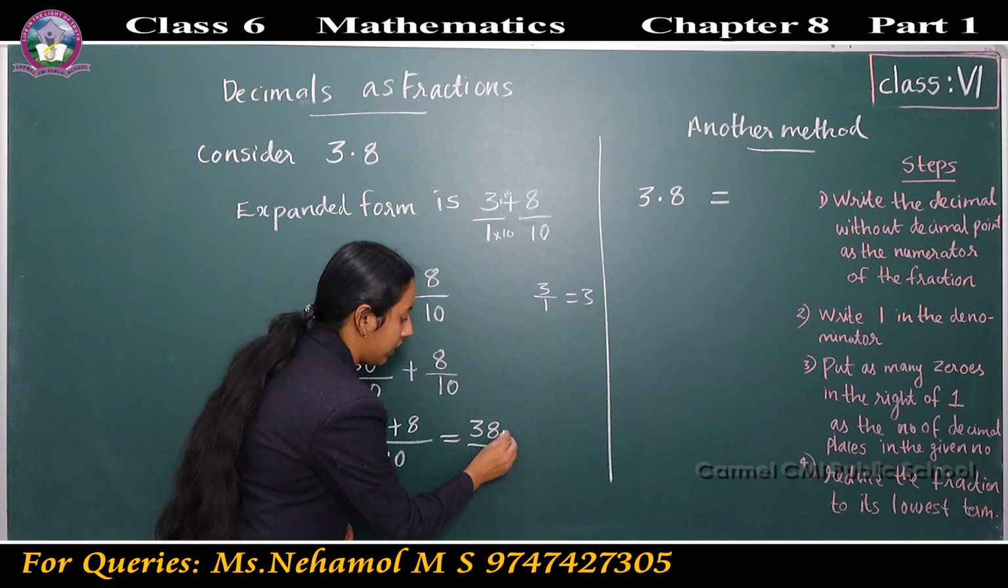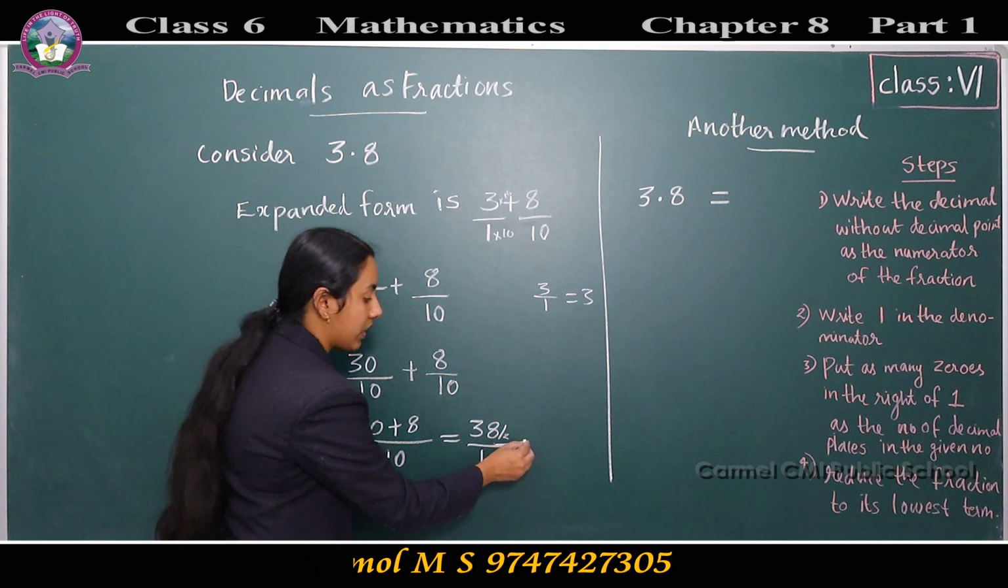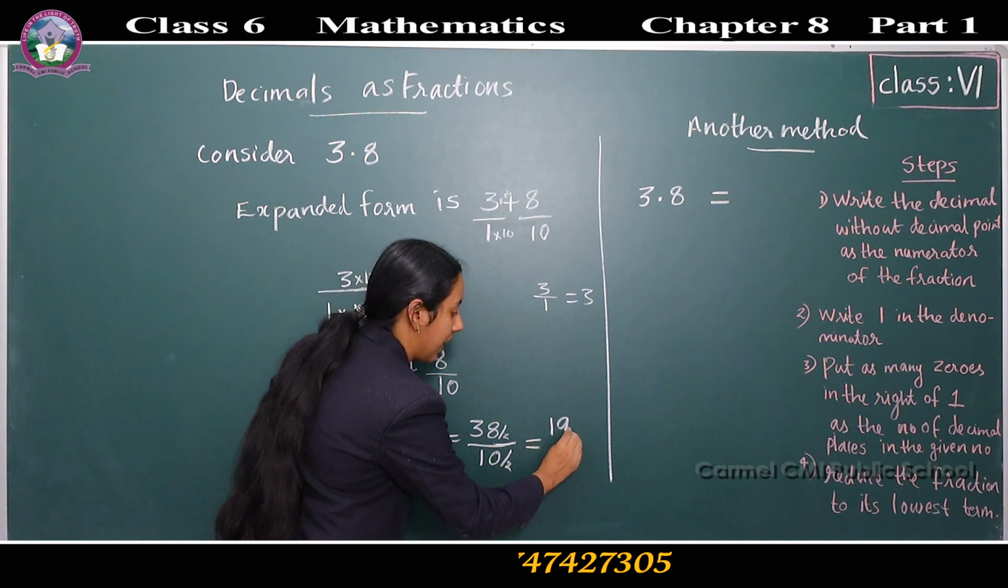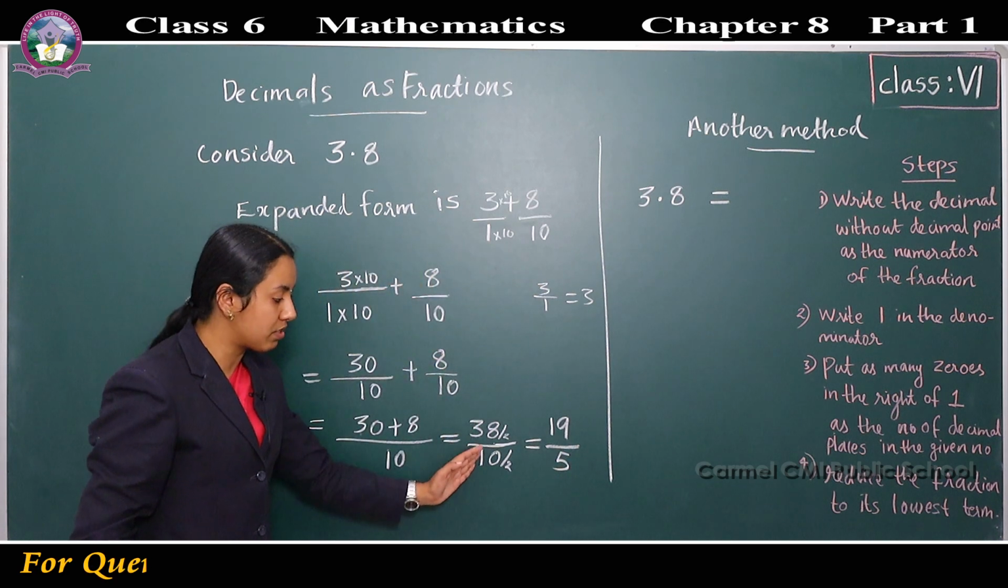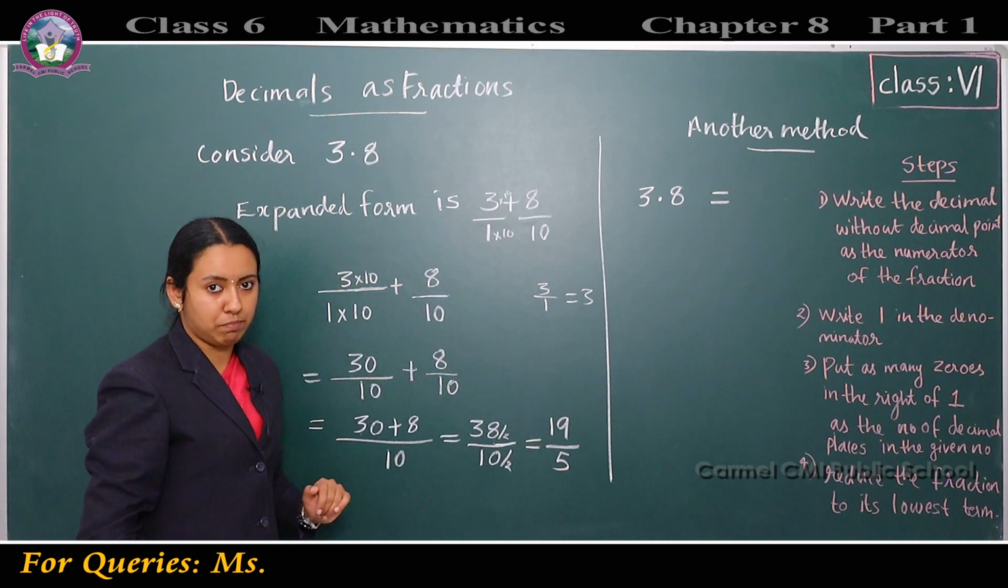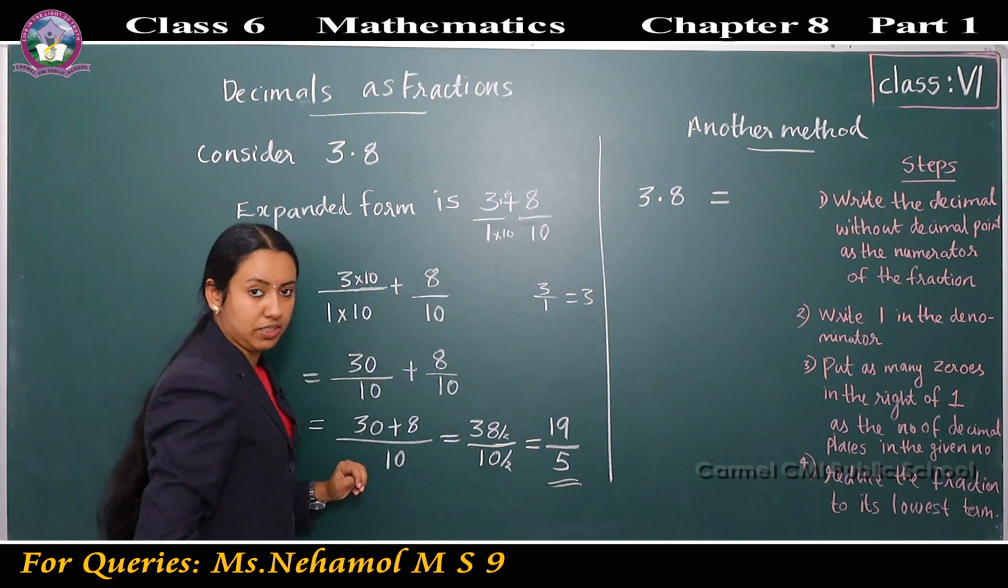Then we know that 38 is divisible by 2, and 10 is also divisible by 2. 38 by 2 is 19, 10 by 2 is 5. We can convert this fraction to its lowest term: 19 by 5. This is the first method.